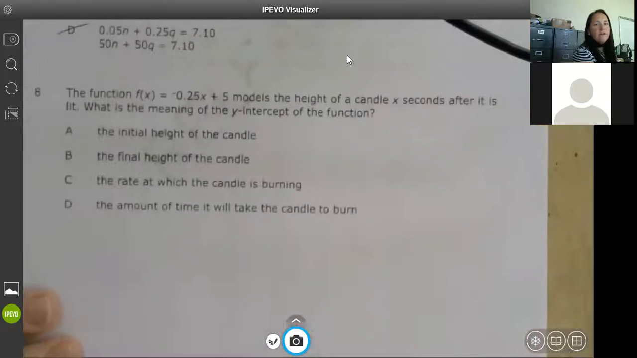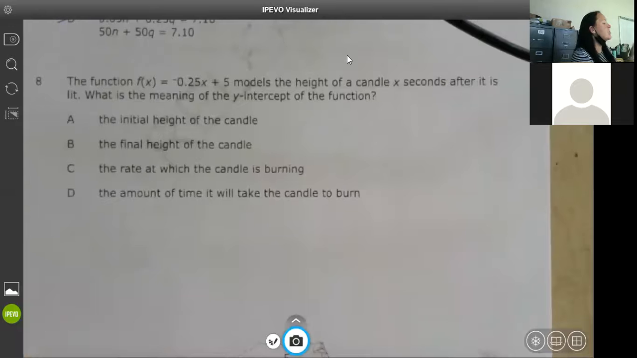You'll get a lot of these questions in here that ask about the y-intercept or the slope. Okay, what does it do? So remember, the y-intercept is where you start. The slope is your rise over your run, or your rate. Okay. So the function f of x equals negative 0.25x plus 5 models the height of a candle x seconds after it's lit. What is the meaning of the y-intercept?